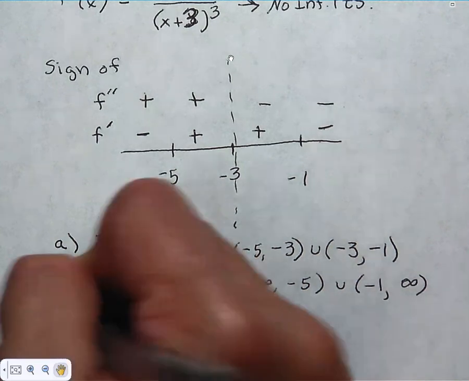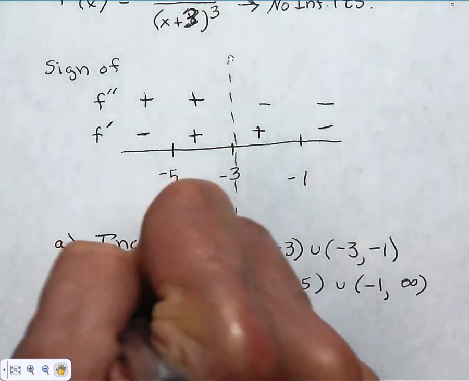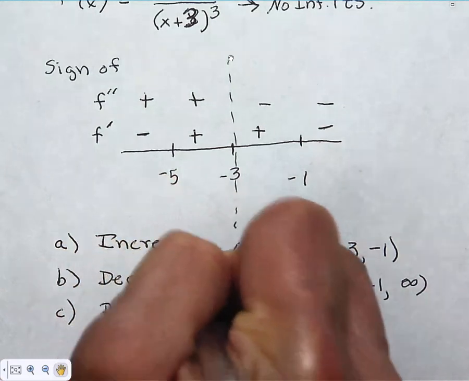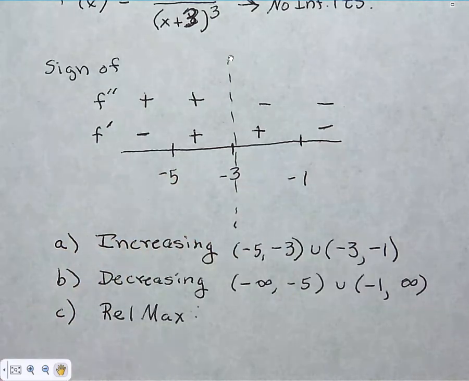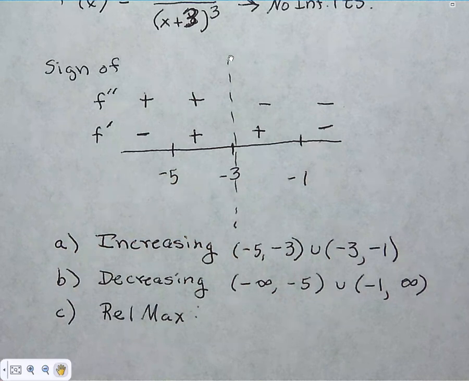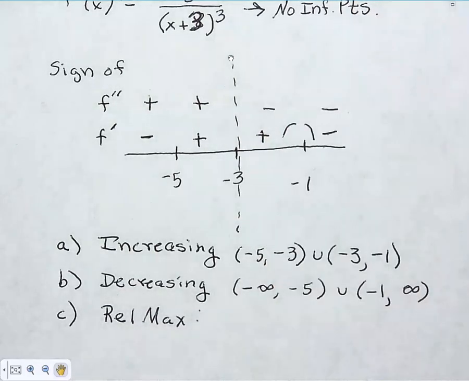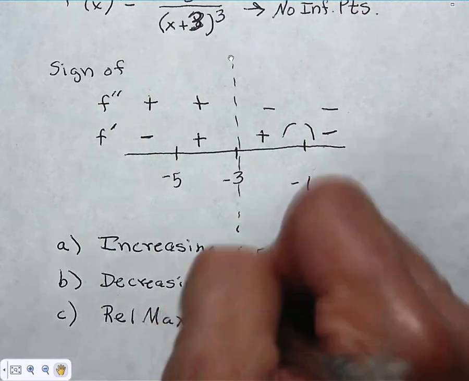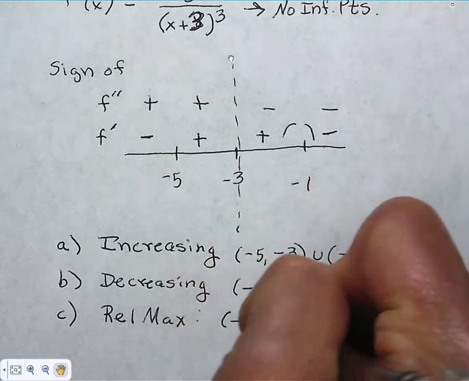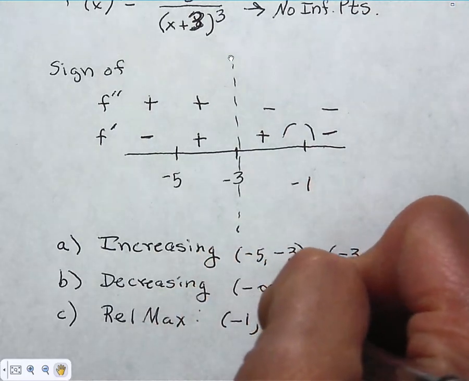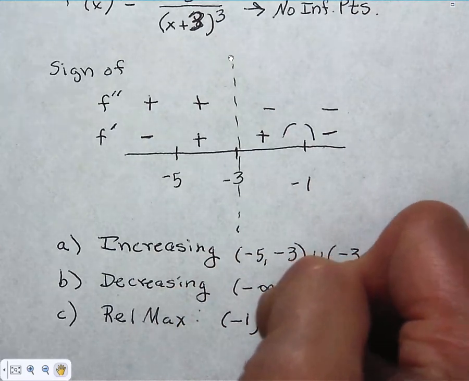C part is relative max. Is there a relative max? Wherever the function goes from increasing to decreasing, and that's at -1. -1, and I'll just tell you when I put -1 into the original function, I got -2 for y.